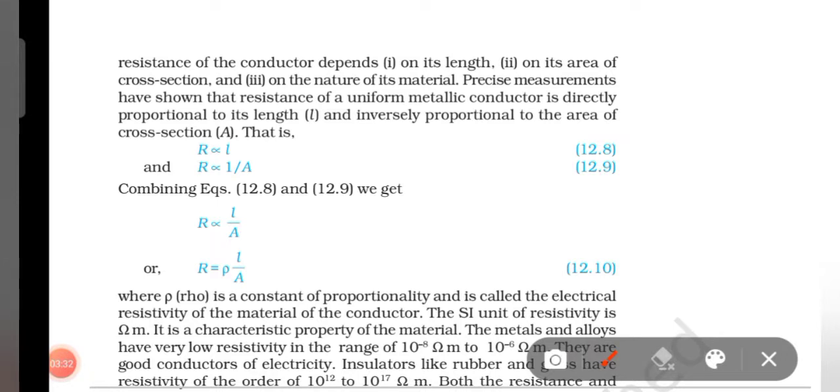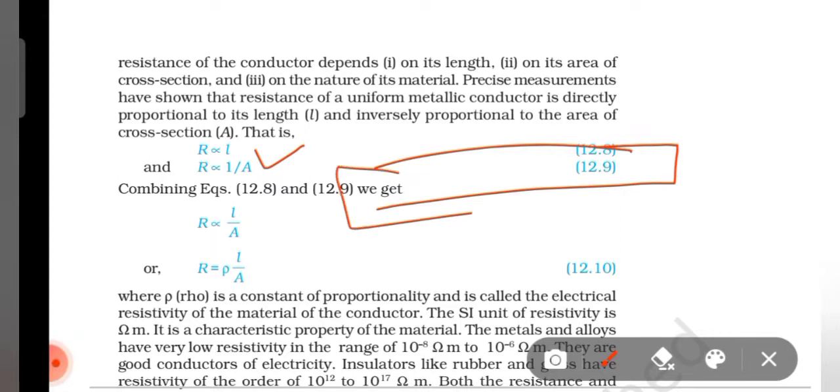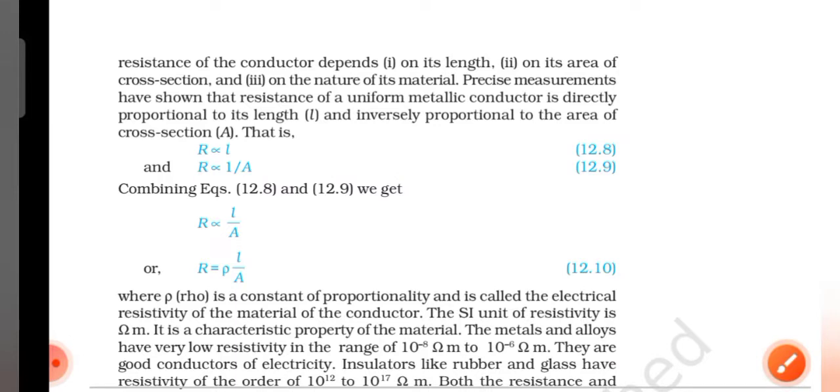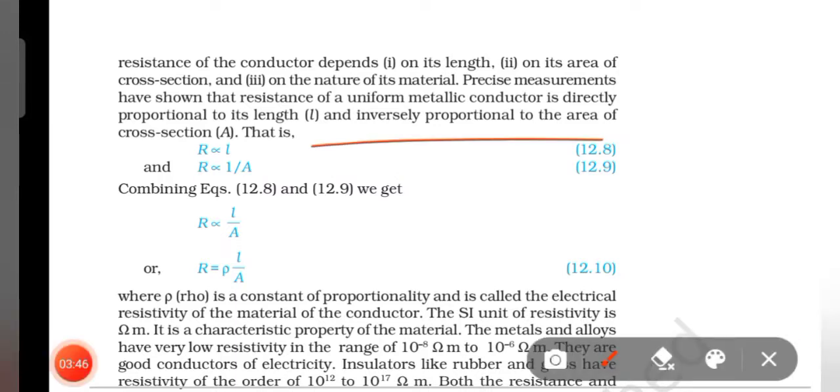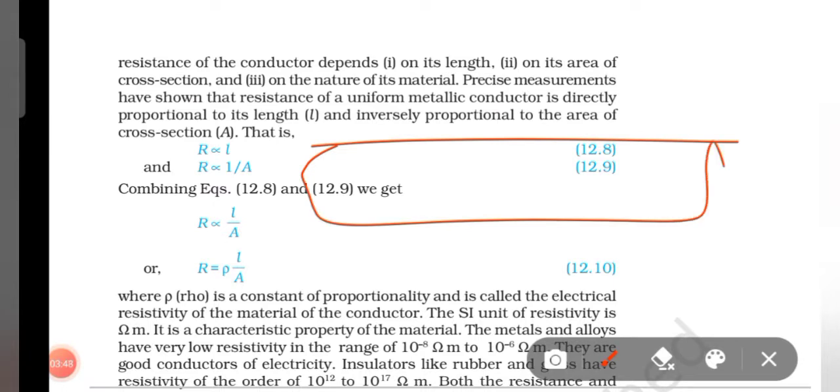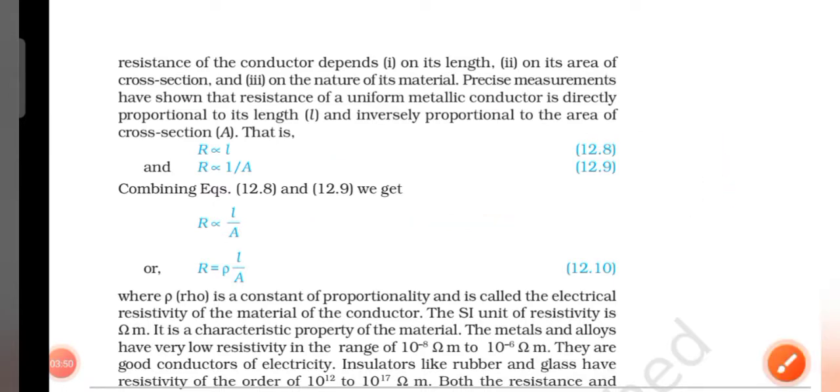It means that if the length of a wire increases, the resistance also increases. You can take the example: the longer the road, the more the traffic. Likewise, the more the length of the wire, the more the resistance will increase.